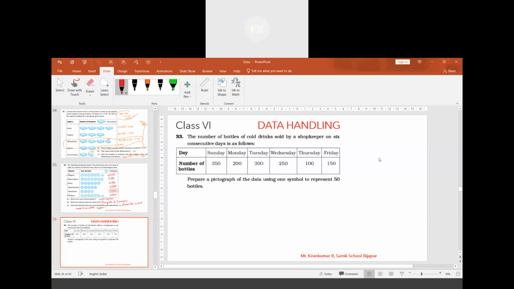Now, the number of bottles of cold drinks sold by a shopkeeper in 6 consecutive days is as follows. On Sunday 350, Monday 200, Wednesday 250, Thursday 100, Friday 150. If these are the numbers given, we need to represent using pictograph, and we have to use a symbol of a bottle to represent 50 bottles. One bottle will be equal to 50 bottles. So this question is also very easy to do.